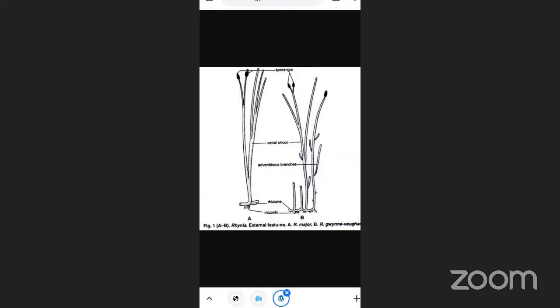What is dichotomously branching? Yesterday we discussed. Okay, so dichotomously branching means each branch again divides into two. So that one is the dichotomous branch.